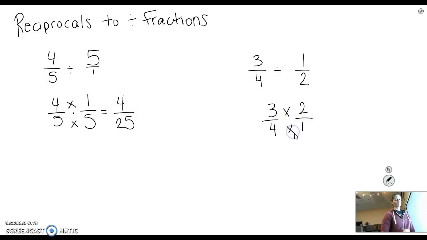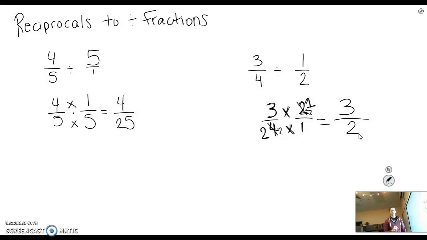3/4. So before I multiply, I want to simplify. I see that I have a 2 and a 4, which are both divisible by 2. So this becomes a 1, and this becomes a 2. Right, because I did 4 divided by 2, and 2 divided by 2 is 1. So now I have 3 times 1 equals 3, and 2 times 1 equals 2.